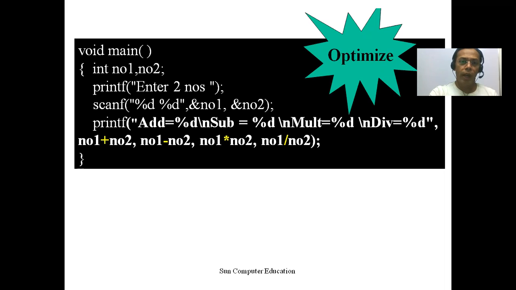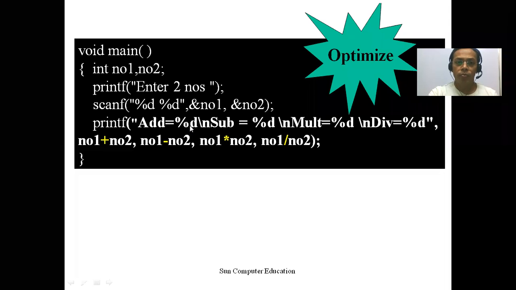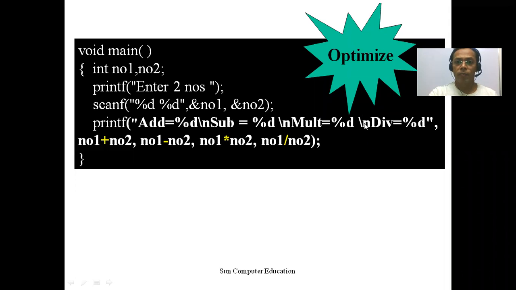So I want to print here the addition answer. Because of less space, I'm just writing add here, not addition. So addition equal to %d, subtraction equal to %d on a new line, multiplication equal to %d on a new line, \n means new line, division equal to %d. Now every %d is going to act as a fill in the blank, which you have to fill by giving the values outside. So first %d is what? See, after the double quotes is a comma.